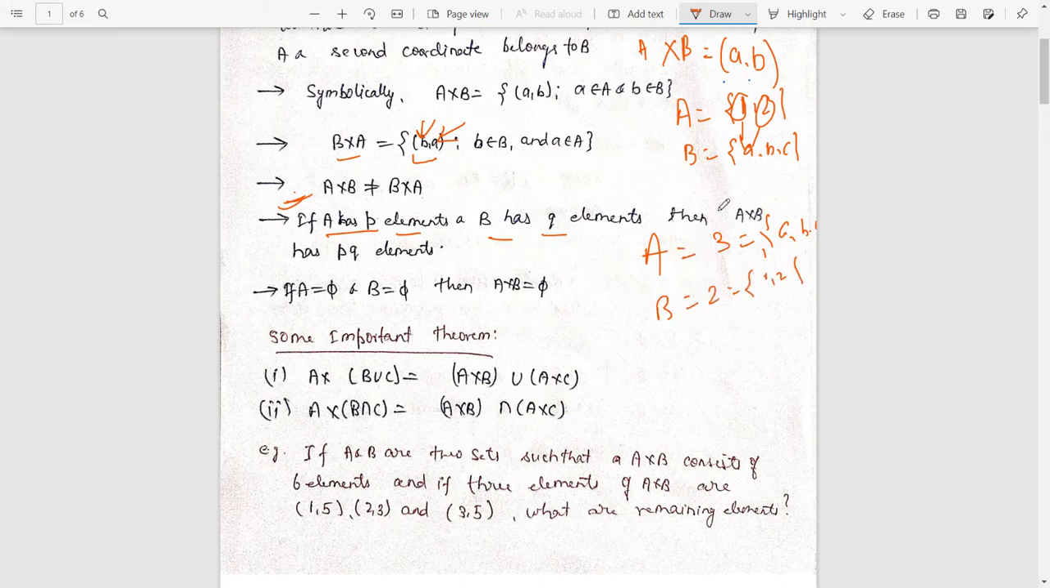So in that case, if you're trying to find all the elements in A cross B, that will be the number of elements inside this set multiplied by the number inside this set, which is 3 into 2. So if A has P elements in general and B has Q elements in general, then the total number of elements in A cross B is P into Q.